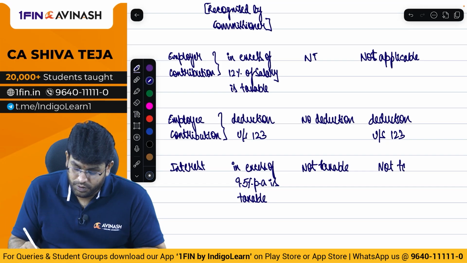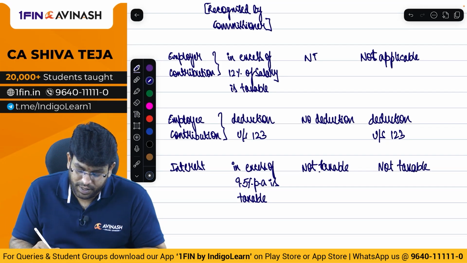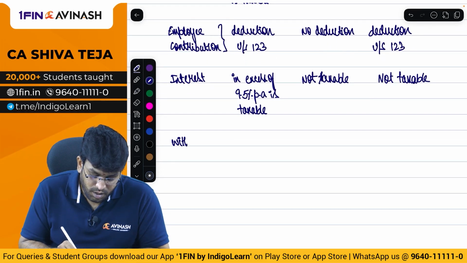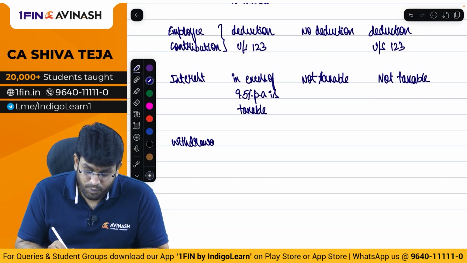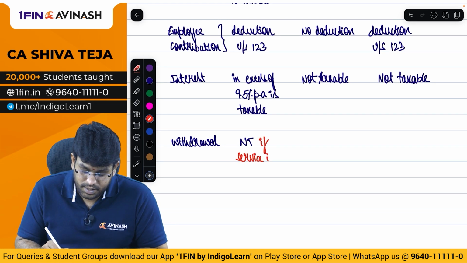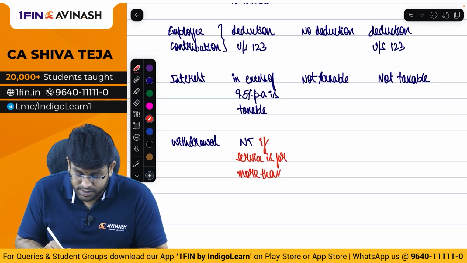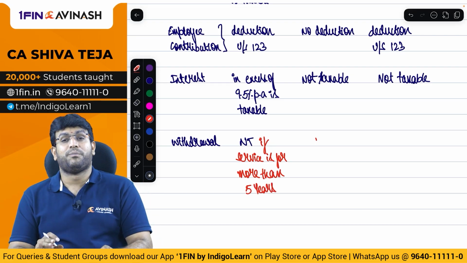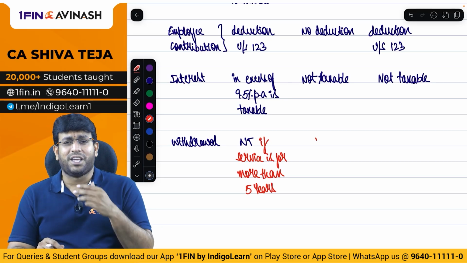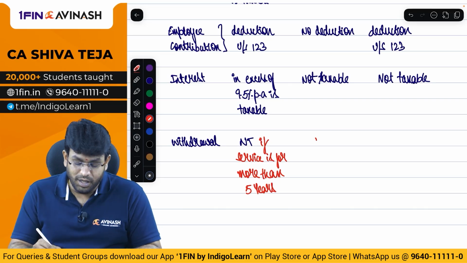PPF is also not taxable because it is covered in exemption. Finally, withdrawal. What they told in RPF is, my dear friends, not taxable if service is for more than 5 years. So if service is rendered for more than 5 years, whatever amount you withdraw at the time of retirement or maturity is not taxable.